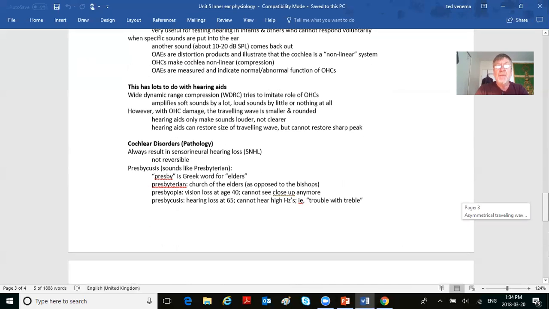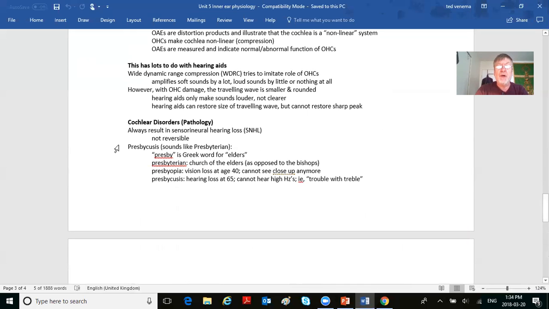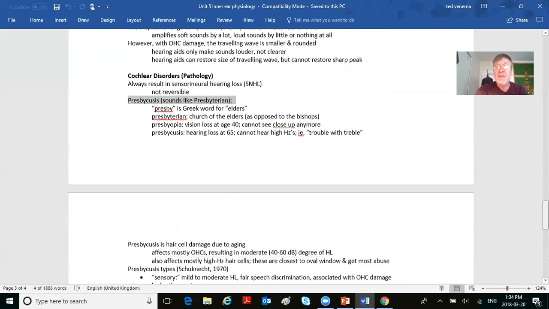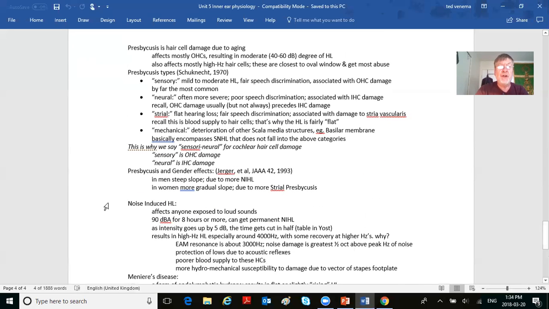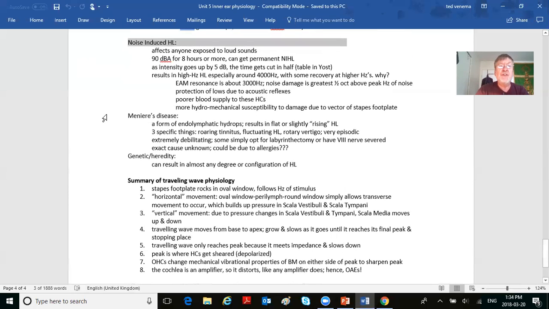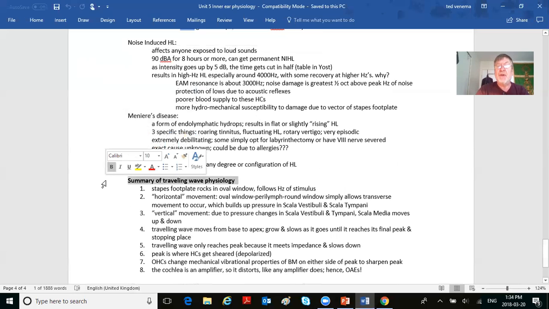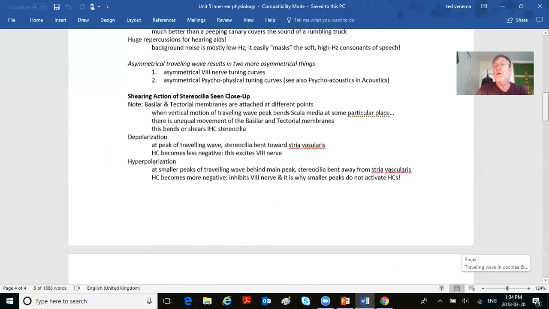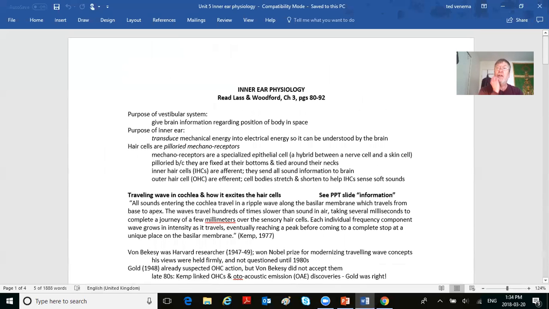You've got the types of presbycusis, the main one. And then you have the second most common cause of hearing loss, noise-induced. Then you have Meniere's disease, and then you have genetic or hereditary cochlear pathology. And then I gave you a bit of a summary of traveling wave physiology, just a summary. So let's start right at the beginning and take a running leap, and then this will be all review, okay, until we get to otoacoustic emissions near the end of the thing here.